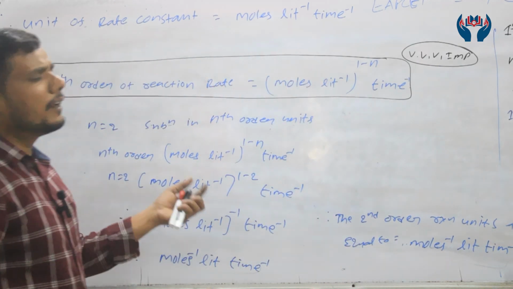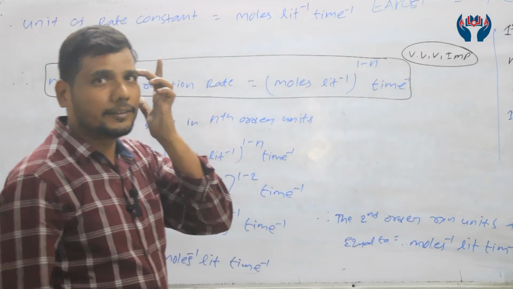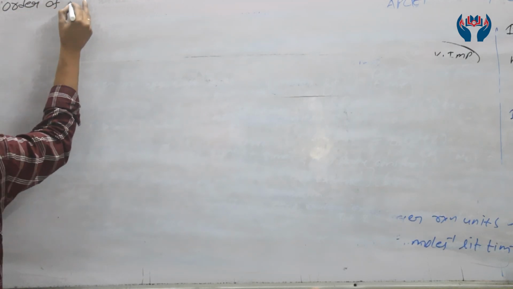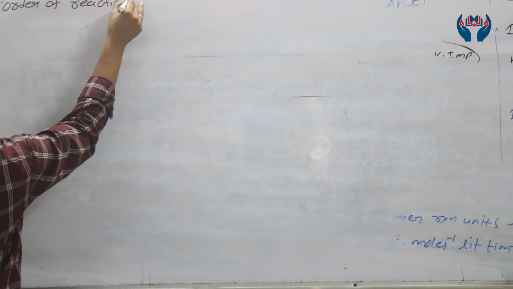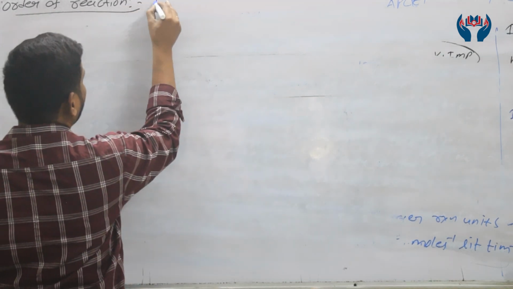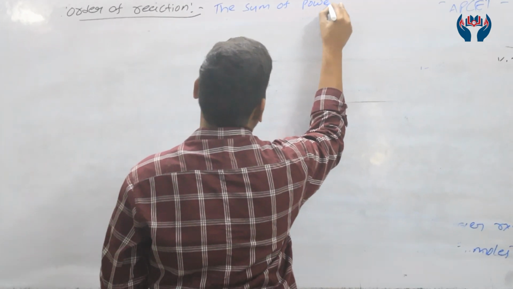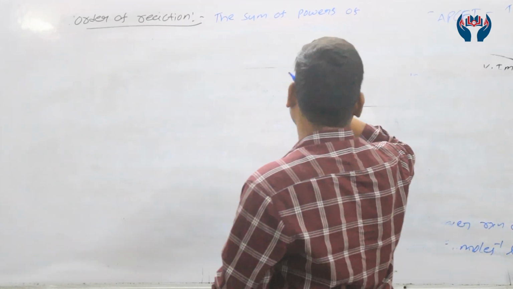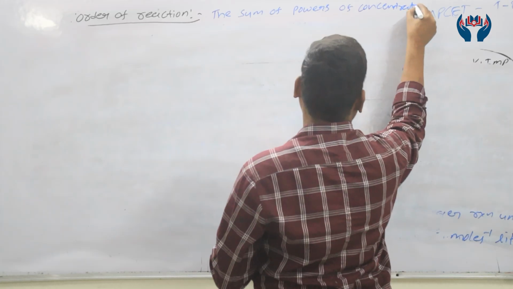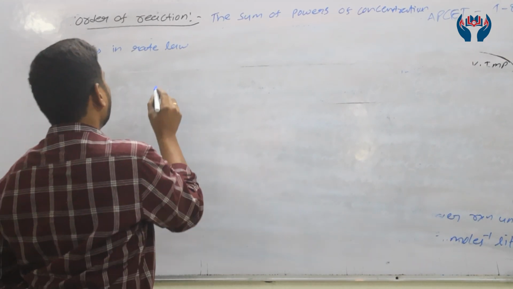This is the calculation of order of reactions, units, and rate of reaction. Next, what is the order of reaction? The order of reaction is the sum of powers of concentration terms in the rate law.